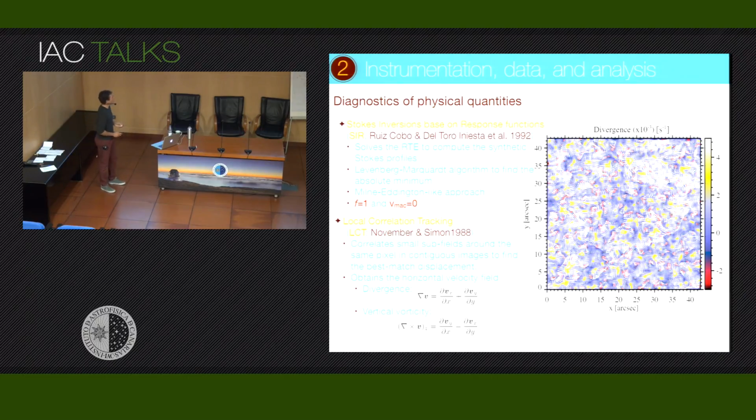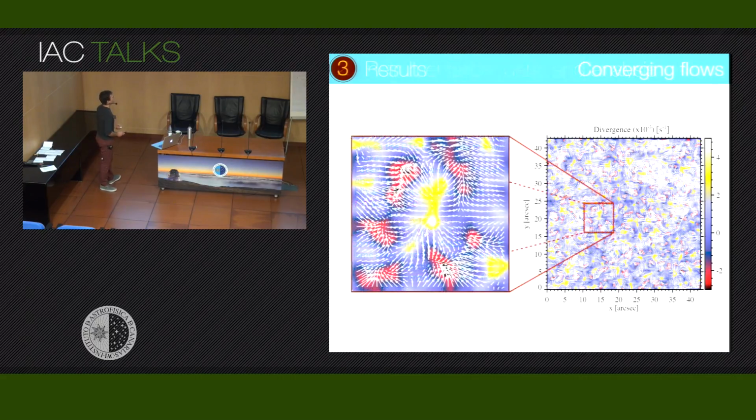All over the IMaX field of view, we find that it is full of mesogranular scale cells. If I zoom in on one of those cells, we can see that within the granule, we have positive divergences. And as we approach its boundaries, as the flows converge into the boundaries, we have negative divergences.